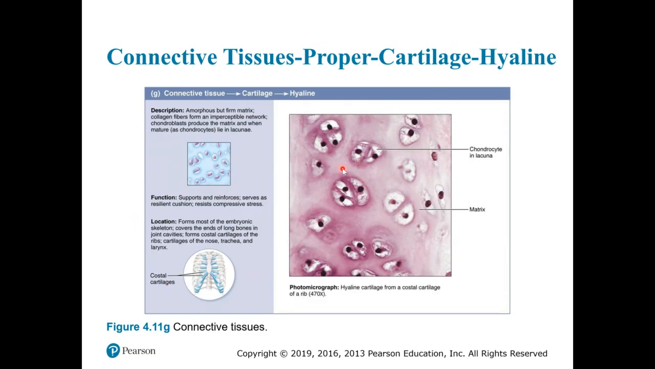So a chondroblast secretes the background material, and then they turn into a mature chondrocyte, and they live in their little cavity there, their lacuna.